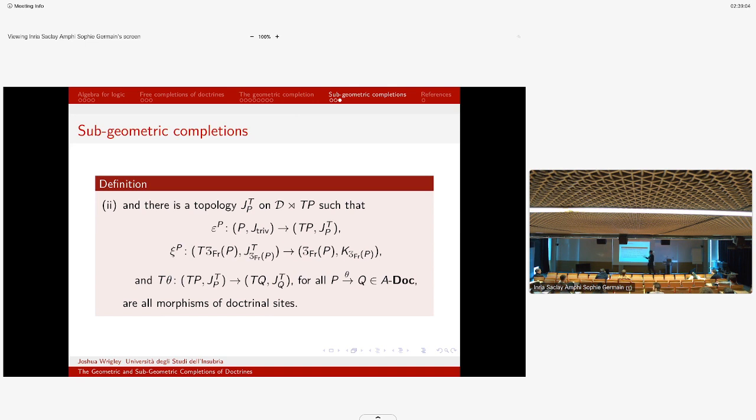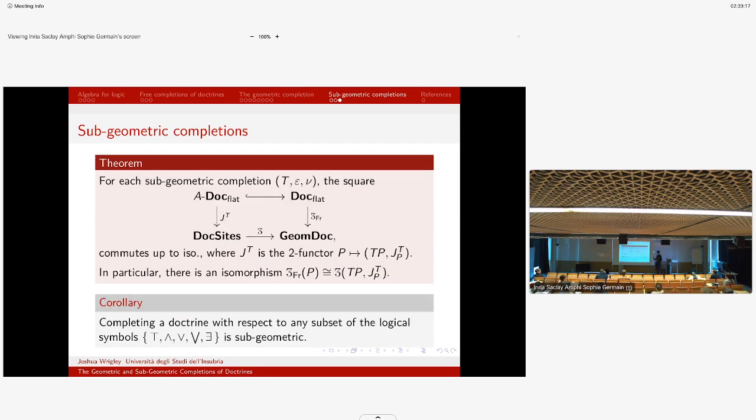And then, you don't necessarily need this extra condition, but it's always nice when things are functorial. So I'm also going to require that my topology makes everything nice and functorial. And when I have these two conditions, I then end up with a commuting square up to isomorphism. So this functor JT takes my A doctrine, it completes it according to T, and it keeps track of that added information by the topology JT.